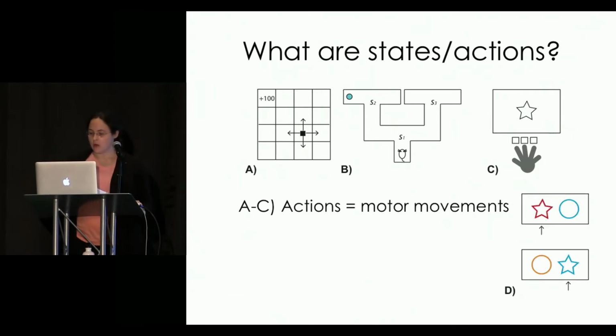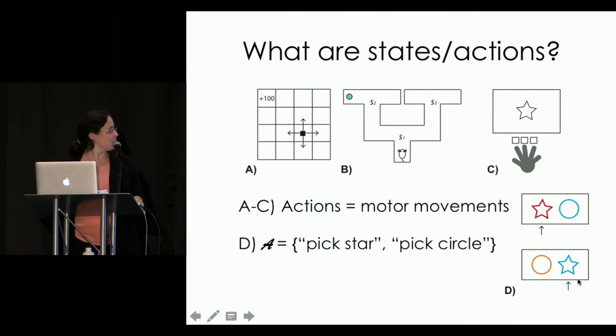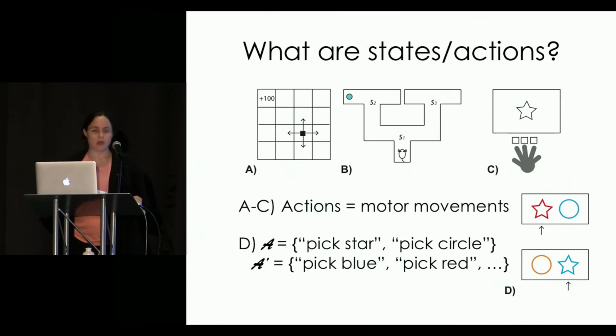So for example, you might have a learning task in which you're tasked to pick one of 2 items on the screen, and you might pick this one here and that one here. And here it gets trickier, right? So for example, should you describe the action as picking the star or picking the circle, or should it be pick blue or pick red, or should it be pick left or pick right?